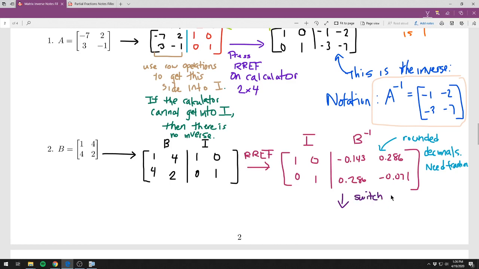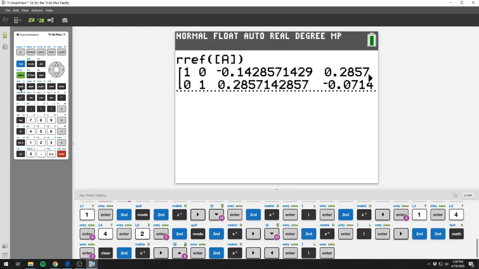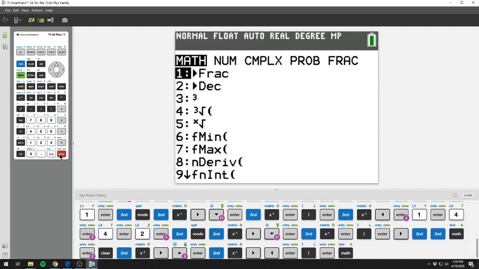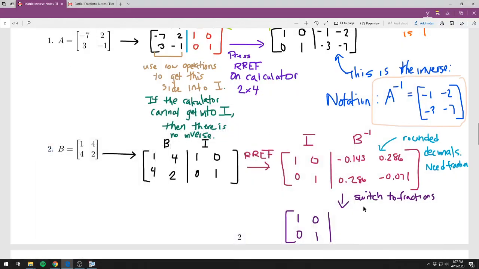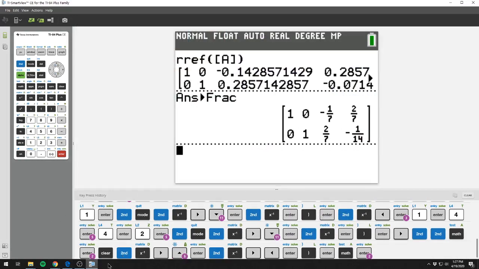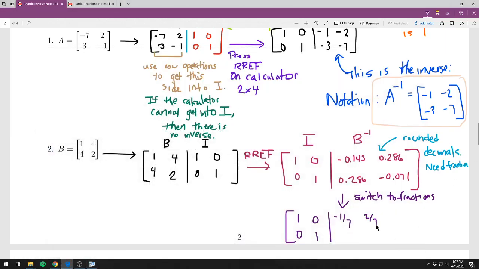All right, so let me go write that, switch to fractions in the calculator. 1 0 0 1. This is an issue. When we go to that from decimal to fraction, you hit the math and the fraction button, and you might be surprised, but it actually does turn all those entries into fractions. So our top left one is -1/7. Then we got 2/7 and 2/7. And then the last one is -1/14.